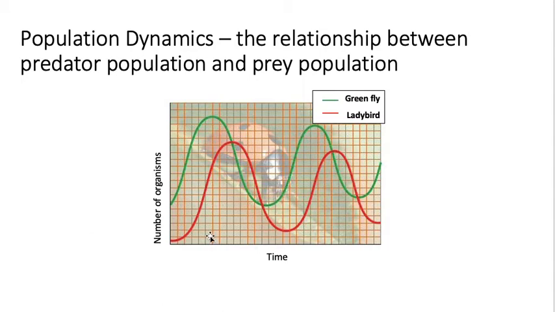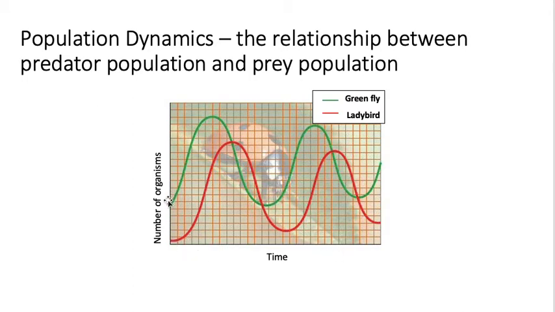Let's take the example of the green fly, which handily enough is shown by this green line on our graph, and the ladybird population, which is shown by the red line on the graph, red, just like your ladybirds. We're comparing here a graph of time, so we're looking at the passage of time and what's going to happen to the number of organisms. That's the population of your aphids or greenfly, that's the green one, and what's happening at the same time to the population of the ladybirds.